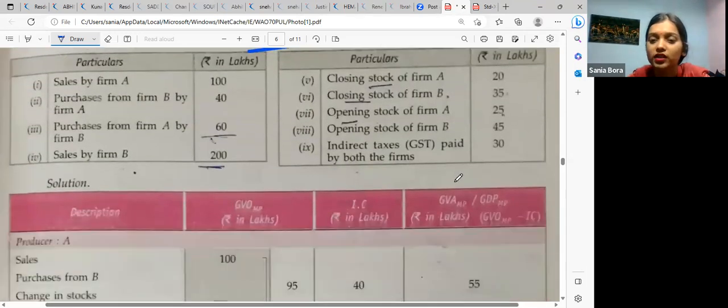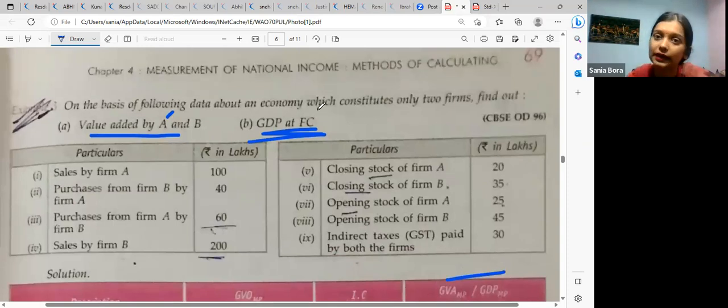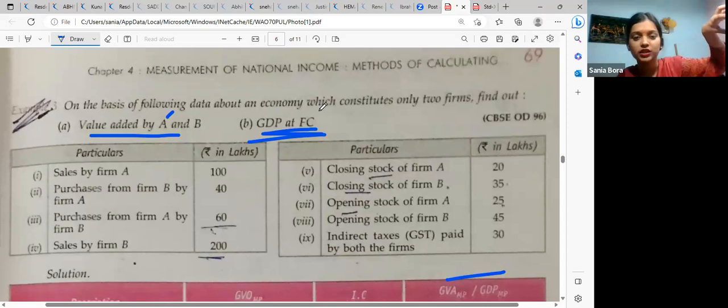Yeah, over here, GVA at MP. First of all, you have to calculate GDP at MP. For GDP, you will add both. First, you will find the individual GDP at MP of A and B. Then you will add it, and whatever you get, you will convert it into GDP at FC.